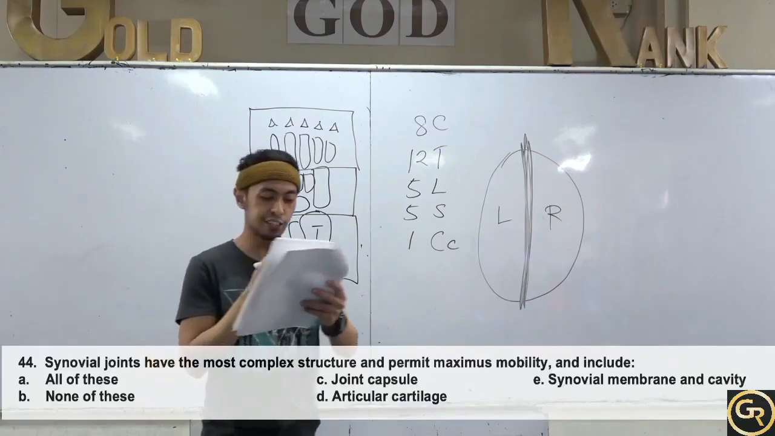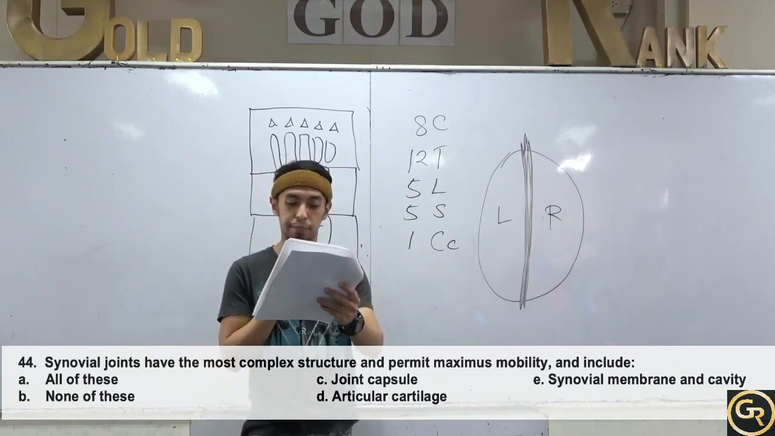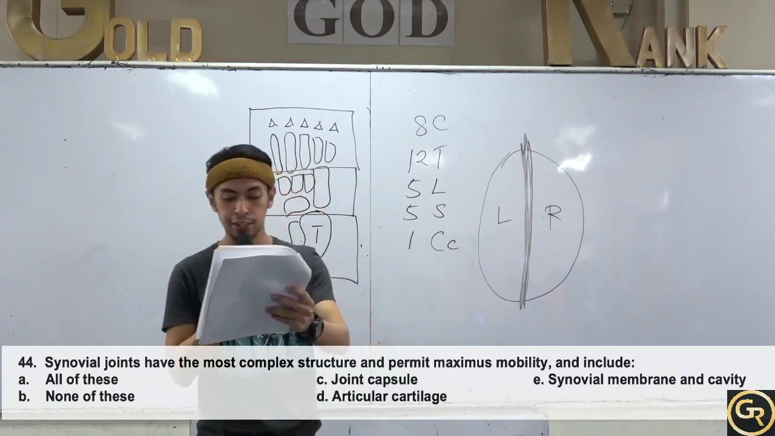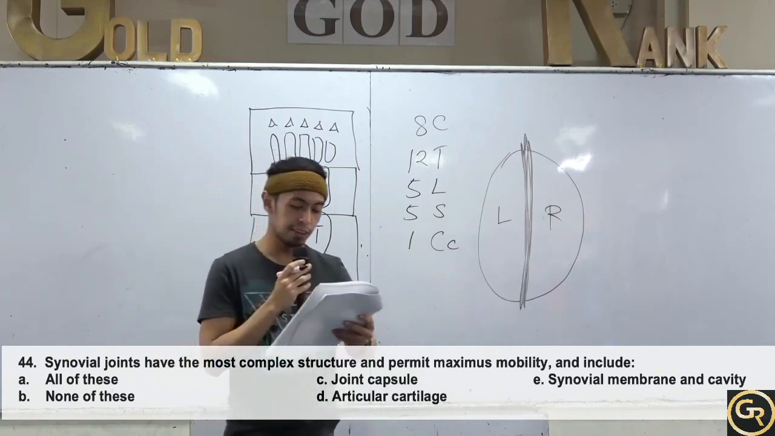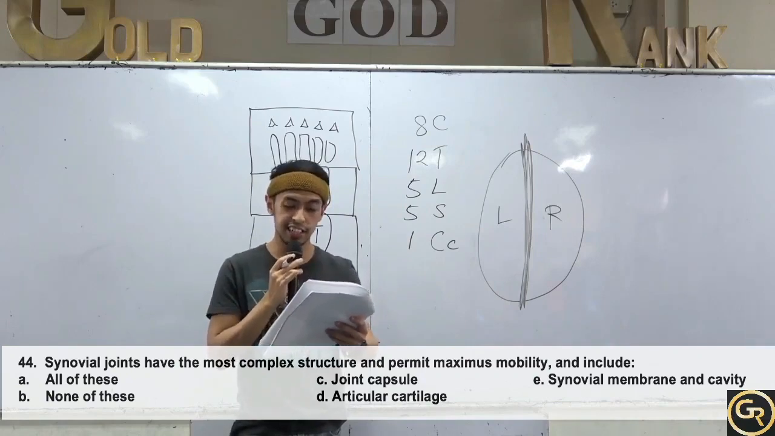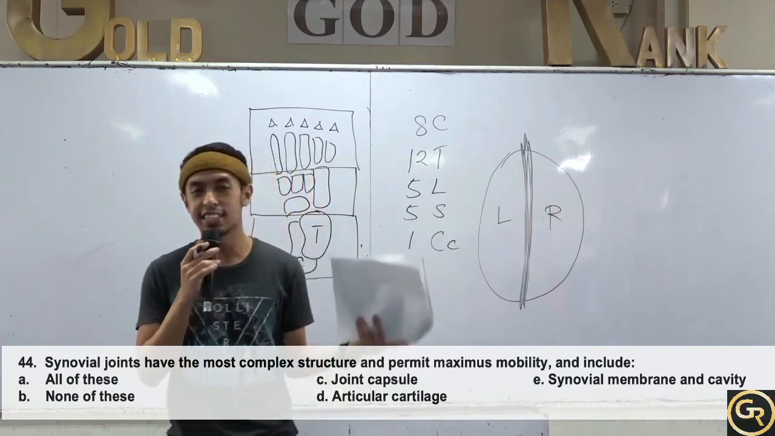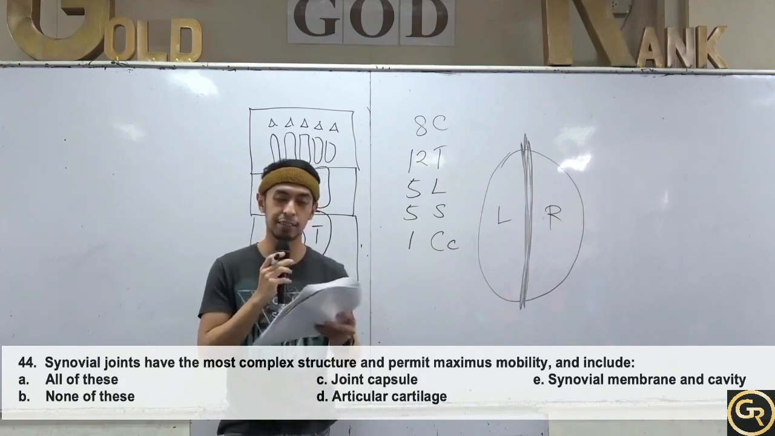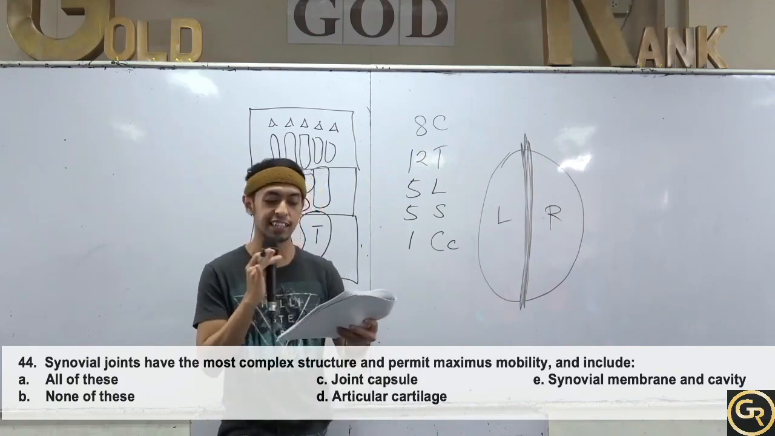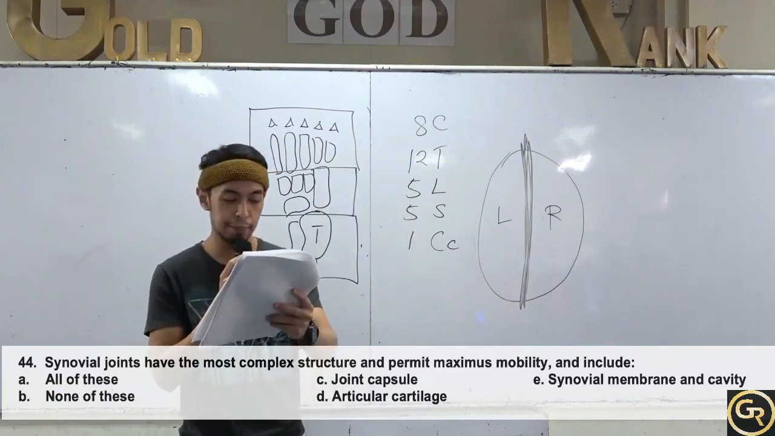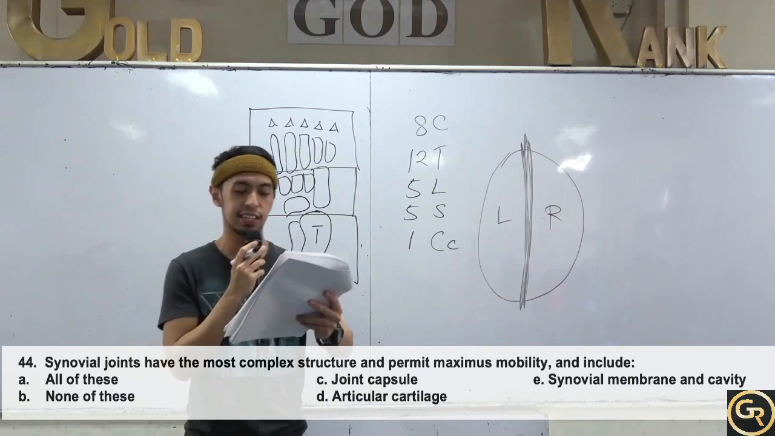44. Synovial joints have the most complex structure and permit maximum mobility and include, letter A, all of these, none of these. Which ones? Joint capsule, articular cartilage, and synovial membrane and cavity. Are all of these found in a synovial joint? Yes, we can find all of them. You have a capsule, you have cartilage, you also have a synovial cavity and membrane. So all of these is our answer.